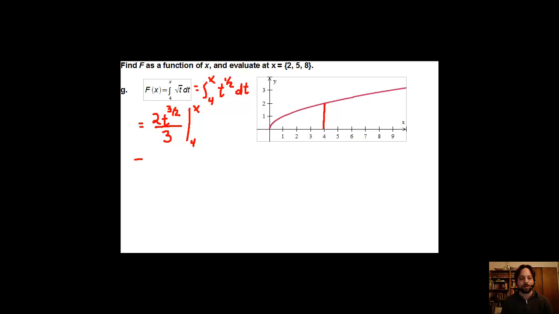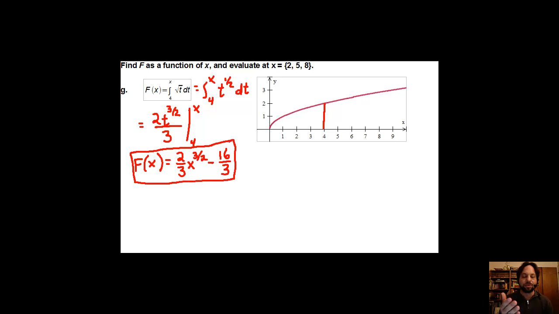So what am I going to end up with here? My accumulating function, capital F of x, is actually just going to be 2/3 times x to the 3/2 minus whatever I get when I plug 4 in there. And when I plug 4 in there, hopefully I did this right, I got 16/3. So here is our algebraic accumulating function. All I need to do is stick a value for x in there, and it will tell me the area of that region. So let's go ahead and begin.